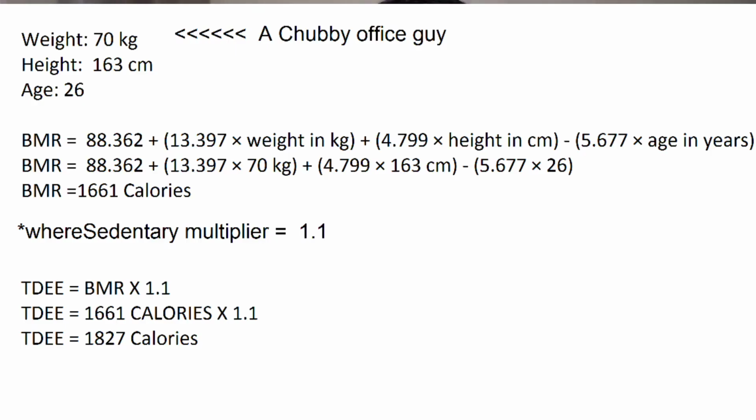This guy is an office worker, so we have 1.1 as the multiplier for his TDEE. Total daily energy expenditure is then equivalent to BMR times 1.1, so 1661 calories times 1.1. His TDEE is then equivalent to 1827 calories. Here we see that in order to maintain this physique, he needs 1827 calories.